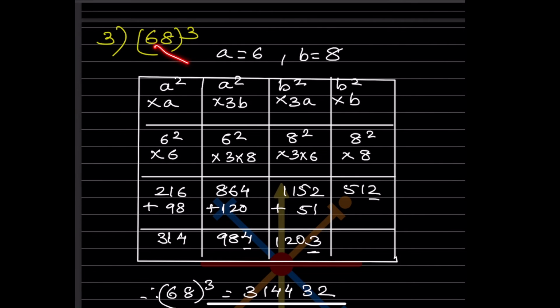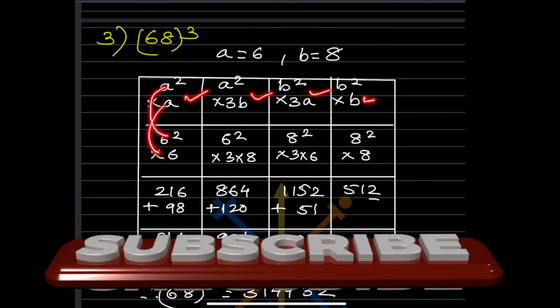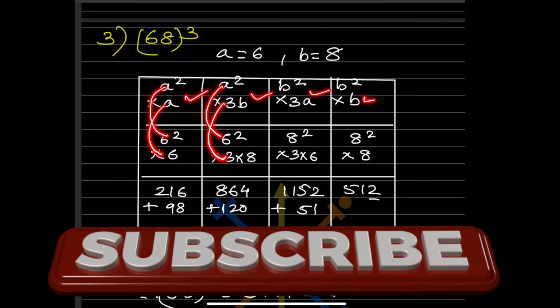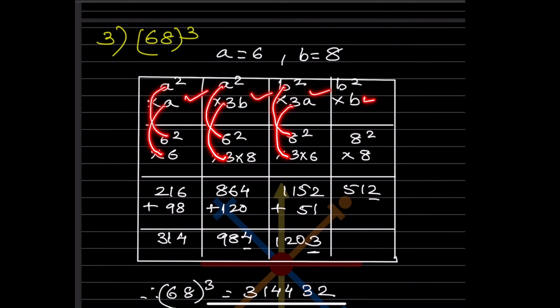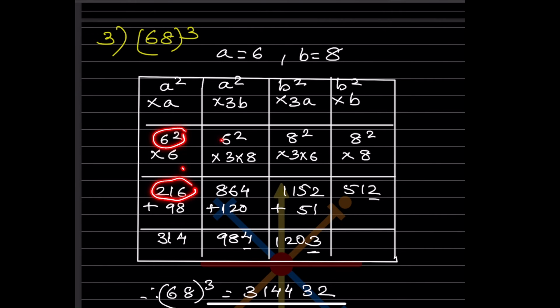Same. Here A is 6, B is 8. Again this is the same. A square means 6 square into 6. 8 square into 3 into 6. 8 square into 8. So now this is 36 into 6, that is 216. 36 into 24, that is 864. 64 into 18, that is 1152. 64 into 8, that is 512.